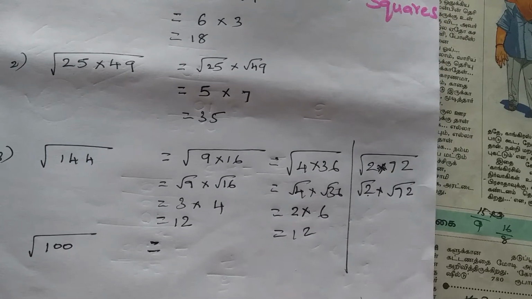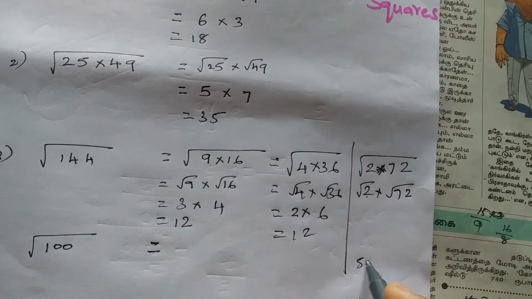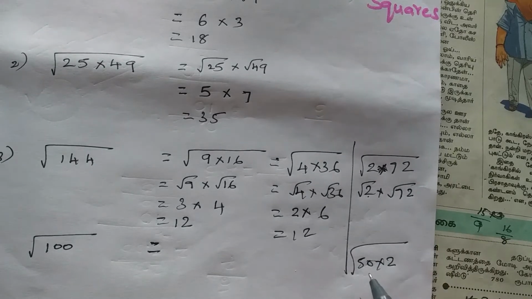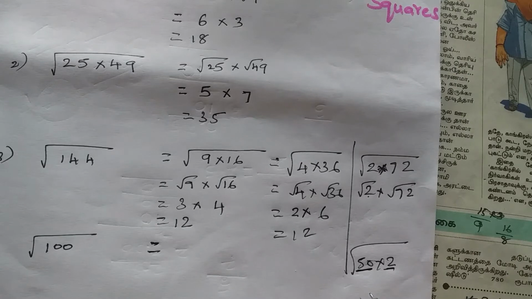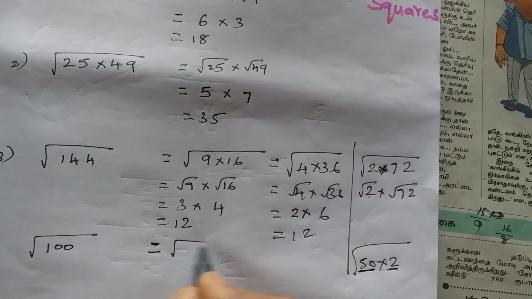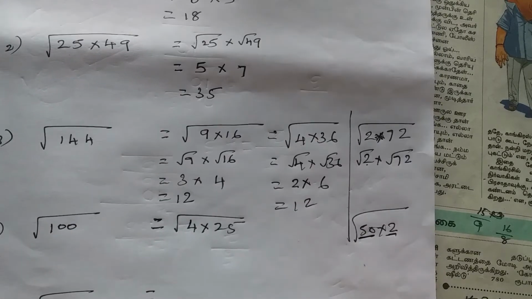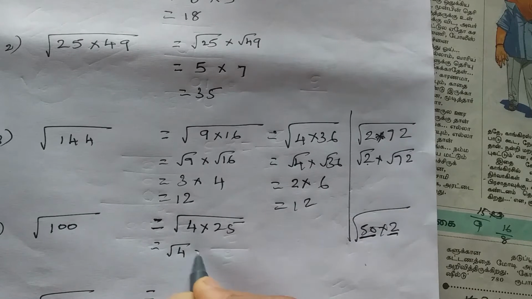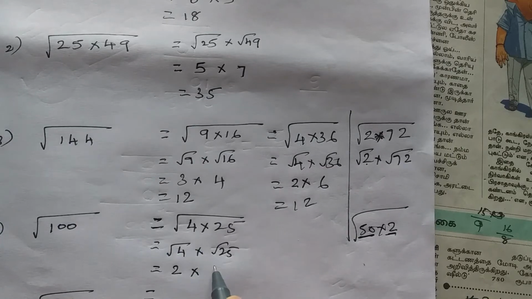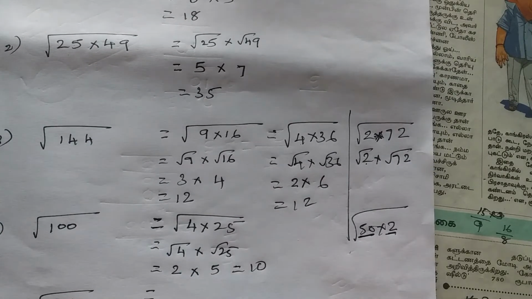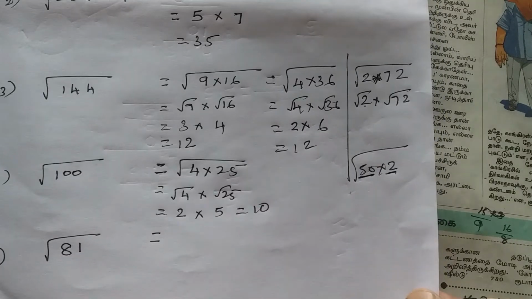Now how to split 100? Now think, can we split it as 50 into 2? Yes or no? No, because 50 and 2 are not square numbers. Then how shall we split it? Think a little. 4 into 25. 4 is a square number, 25 is a square number. So root of 4 into root of 25. So square root of 4 is 2, square root of 25 is 5, and 2 5s are 10 gives the answer, which is the square root of 100.